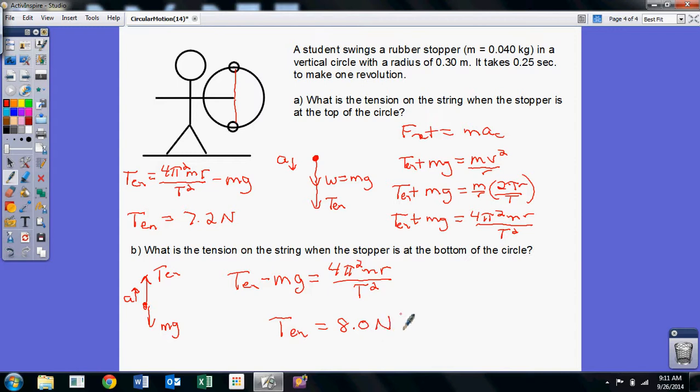So it's greater at the bottom, and if you think about it, it kind of makes sense, because at the bottom it's holding up, it's got to balance out the weight and have even more force to keep it turning in the circle to produce that change in direction. At the top, the weight is helping to produce that change in direction a little bit, so they don't need quite as much tension from the string. Okay, well, I hope this provides you a nice review about uniform circular motion.